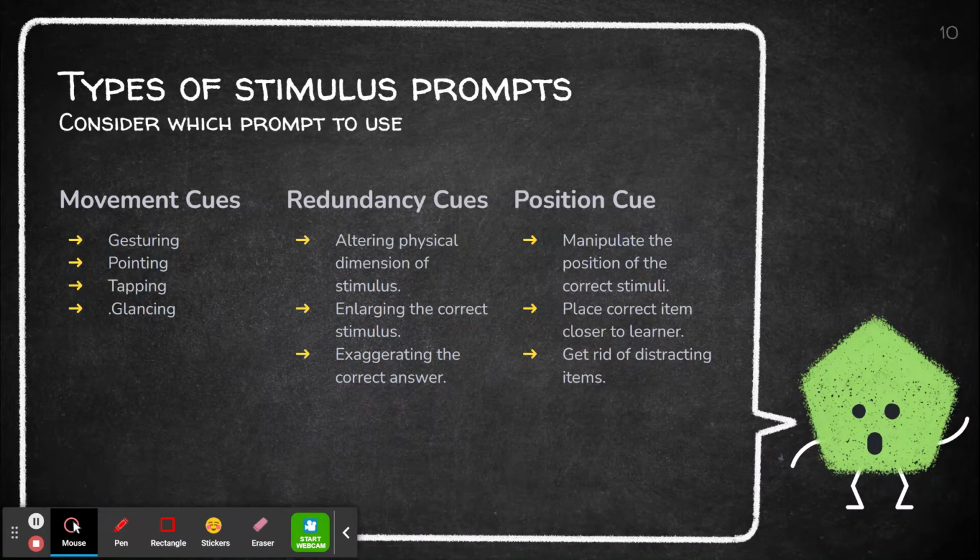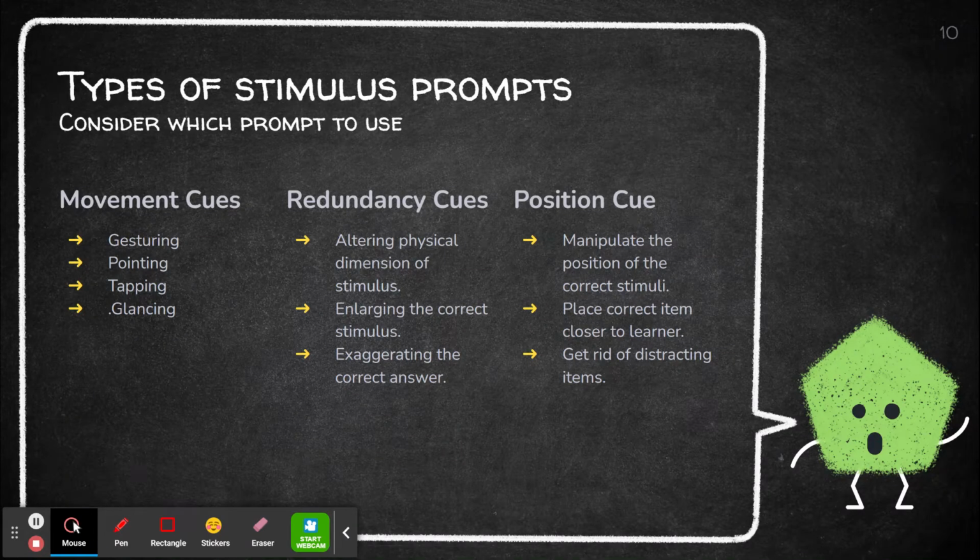So when you think of movement cues, that might be gesturing, pointing, tapping, or glancing at the correct response. So say you have an array of items and you want the child to pick the apple, you might gesture towards the apple as an antecedent, right? It's the cueing.